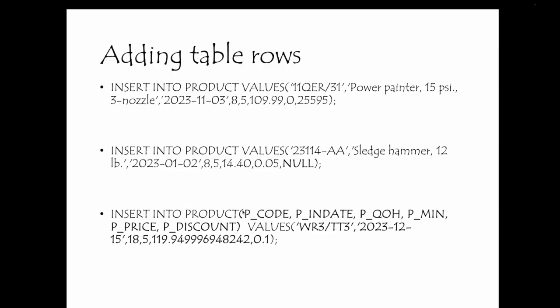In the third example, same insert into table, but instead of listing values directly, after the product table name, we have another parenthesis. And inside this first parenthesis, we list some columns, not all the columns, but some columns that include P code, in date, quantity on hand, min, value, price, discount. So total 1, 2, 3, 4, 5, 6. Out of 8, only 6 columns are included here. 6 values will be matched with just 6 columns in front. So you don't need to provide the null keyword for missing values.